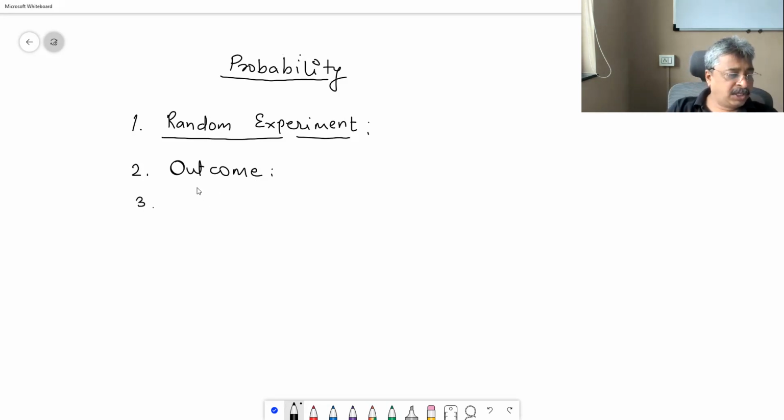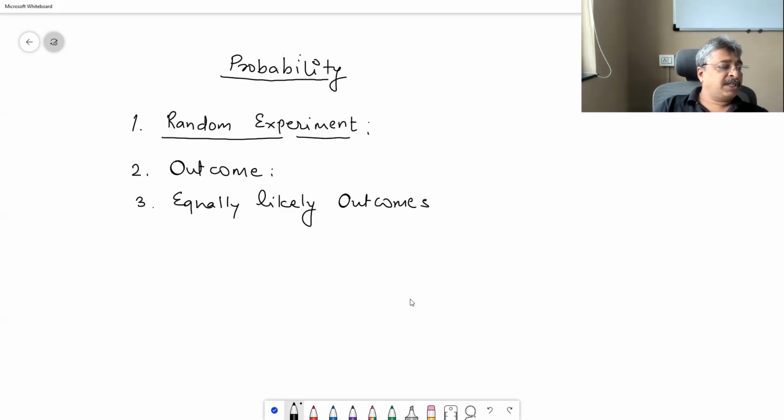Third term is equally likely outcomes. Two outcomes are said to be equally likely if either of them cannot be expected to occur in preference to the other. Equally likely. So, head or tail are equally likely provided the coin is unbiased.